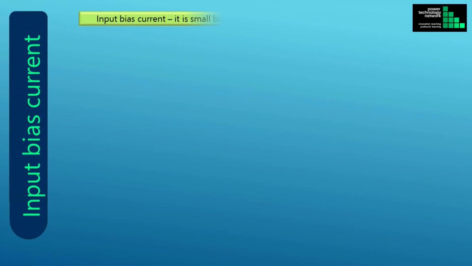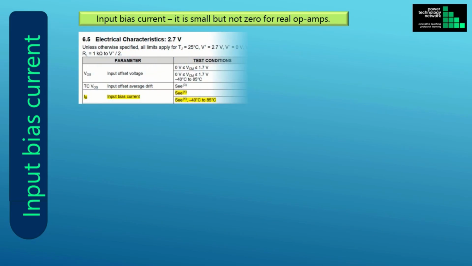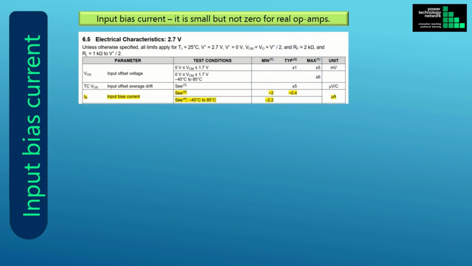The input bias current for real op amps is small, but not zero. Take for example this specification. This input bias current has a maximum of -2.2 microamps. What are the implications of this non-zero input bias current of an op amp?